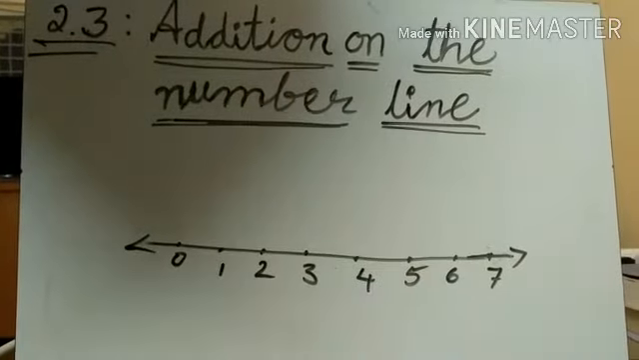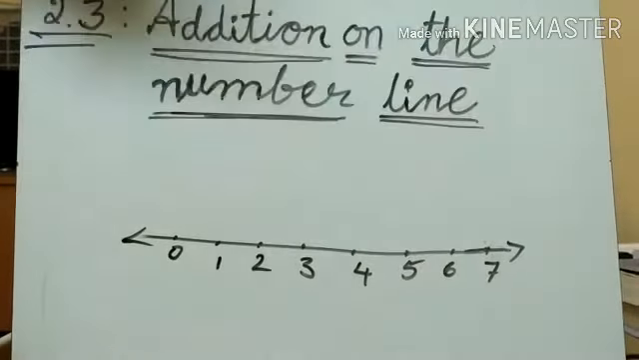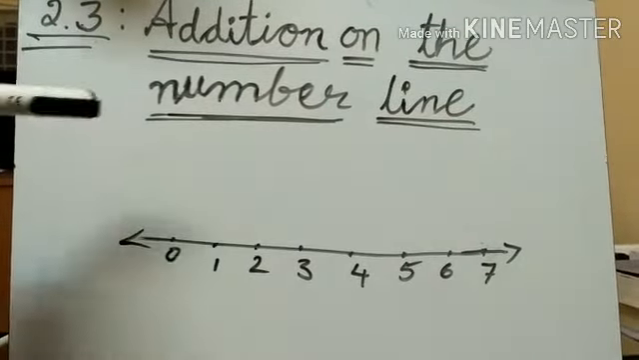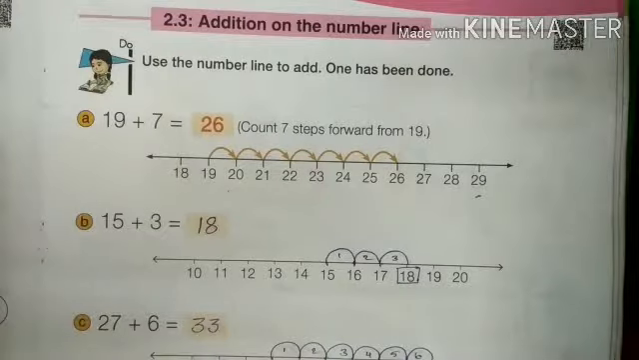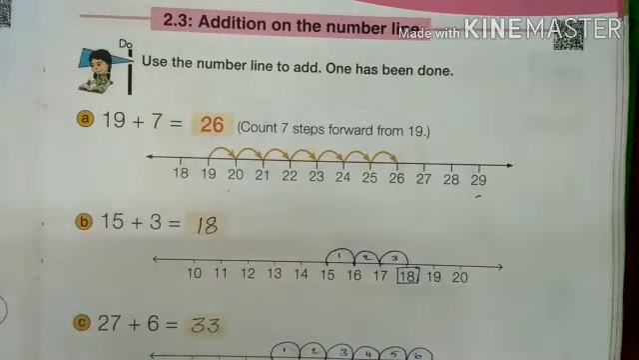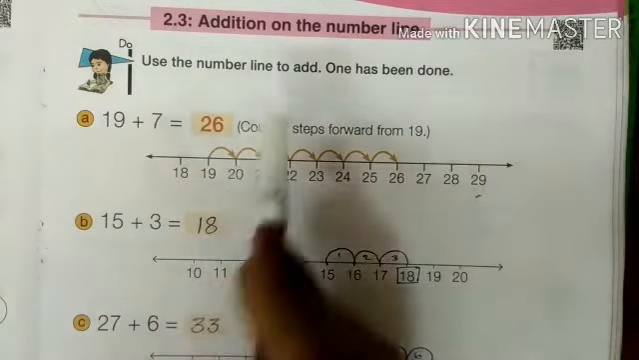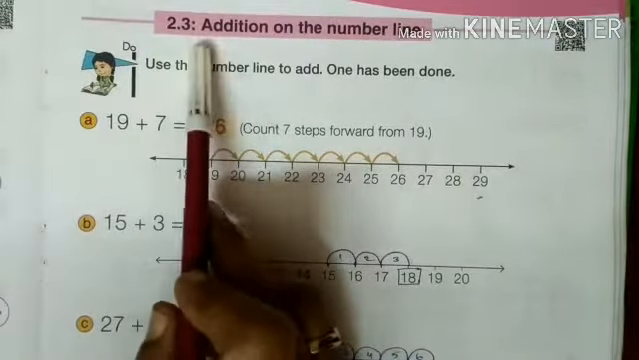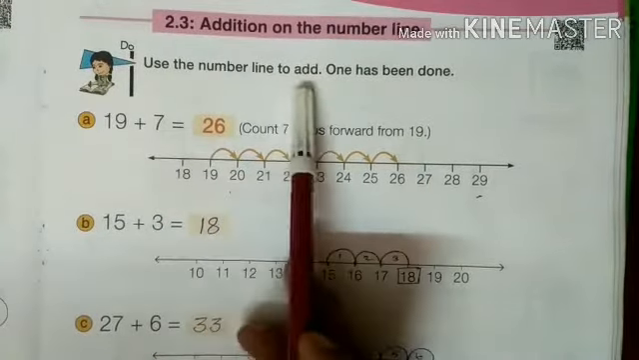Today we are going to understand how to add two numbers using a number line. So this topic is addition on the number line. Let us move to the first topic. It is very simple and easy, children, to do addition on the number line. Shall we start now? It is in your textbook, exercise 2.3, addition on the number line. Use the number line to add.